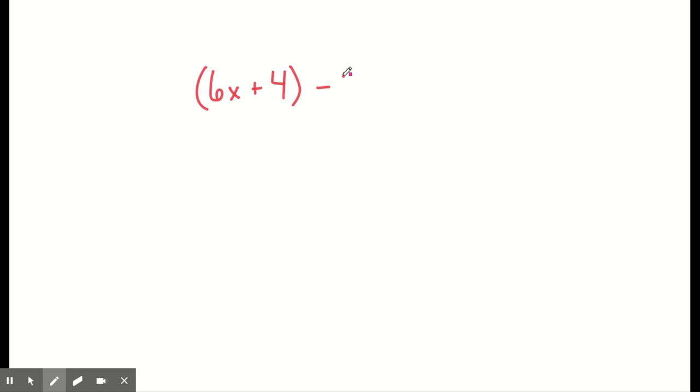Okay, I'm going to go ahead and do one more example, and then I want you guys to try a couple on your own. So this example, let's say we have 6x plus 4 minus 2. And then in parentheses, we have a 3x minus 6.